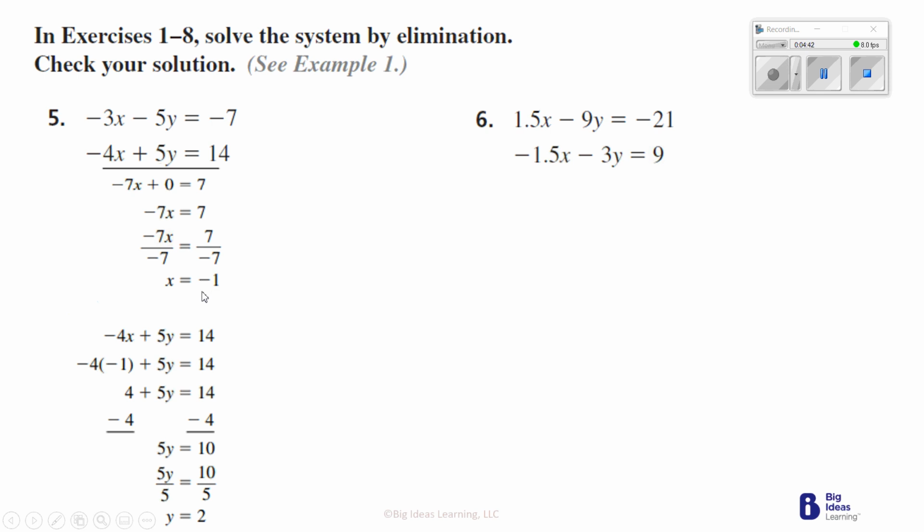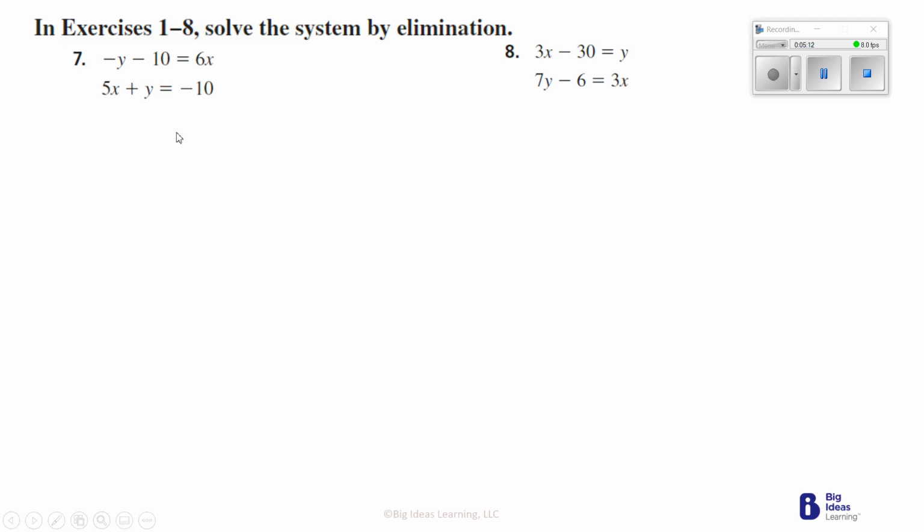All right, let's go ahead and plug in x equals negative 1 into our second formula here. Since x is negative 1, now we have negative 4 times negative 1. That makes 4. And 4 plus 5y equals 14. That's easy. I'll subtract 4 from both sides, leaving me with 5y equals 10. I'll divide 5 from both sides, and 10 divided by 5 is 2. So my coordinates are negative 1 and 2. 6 is for you to do.